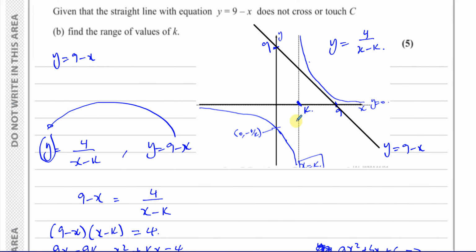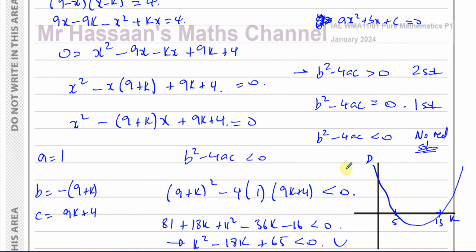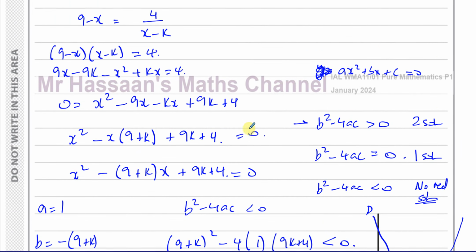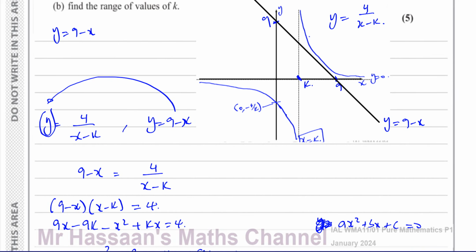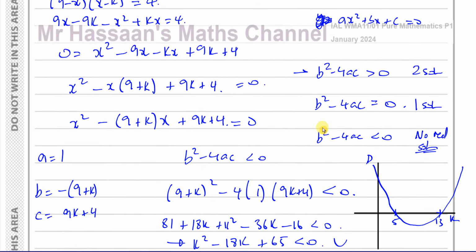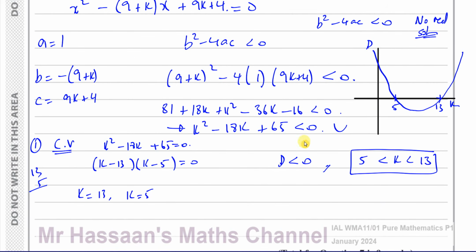We want to find where there's no solution, when k is between those two values. When k is between those two values, that's when you're going to have no solution. So there's the answer to that question here.